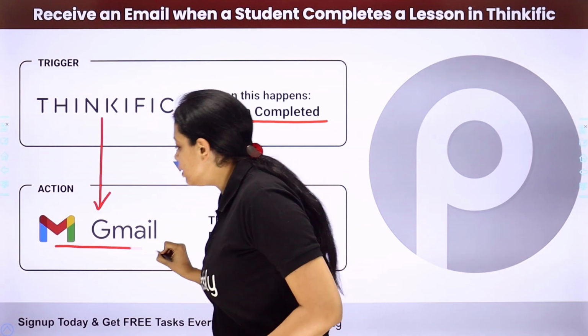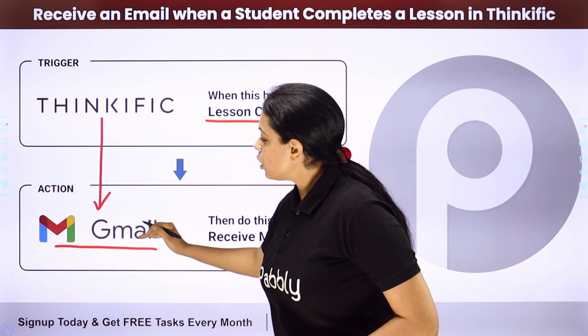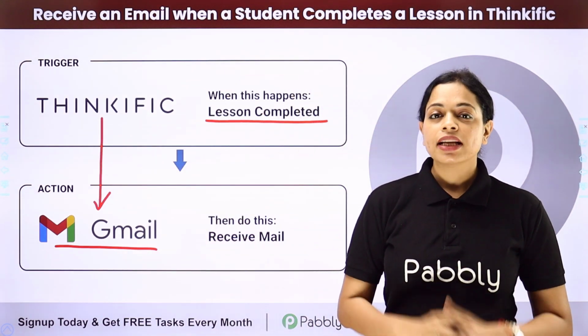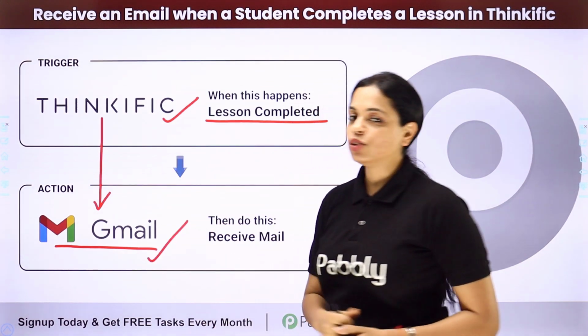Here I have taken Gmail for sending email. You can use any other platform. So we will be integrating these two applications using Pabbly Connect software. Here our trigger application will be Thinkific and our action application will be Gmail.